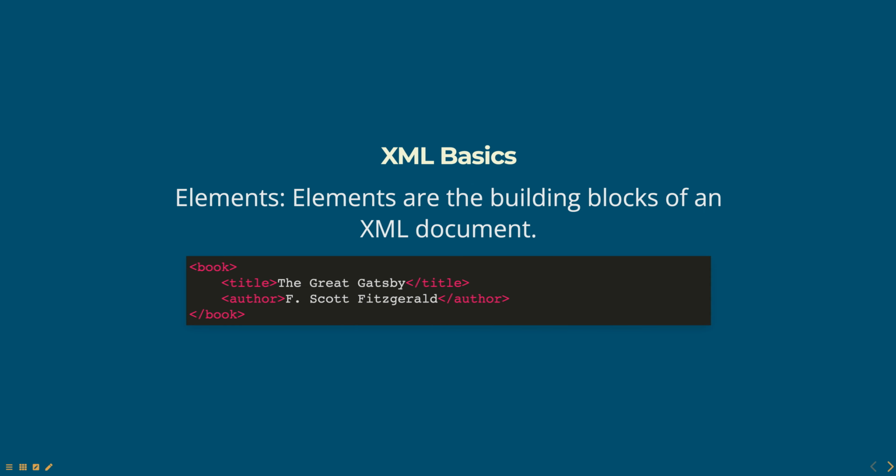Attributes. Elements can also have attributes, which are additional pieces of information about the element. Attributes are included in the start tag of an element in the form of name-value pairs. For example, in the following XML document, ISBN is an attribute of the book element.